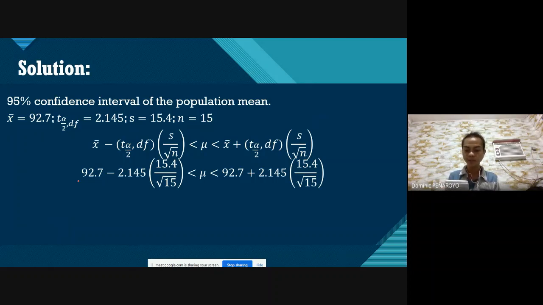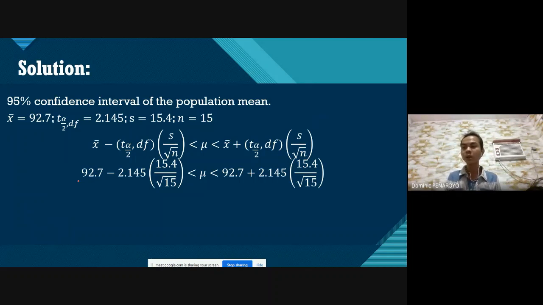Next is, we need to use our calculator. 92.7 minus 2.145 times 15.4 over square root of 15. So that will give you 84.17091607. Now, the rounding rule we have for the t distribution is the same as for the z distribution.